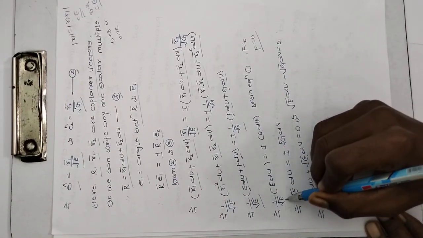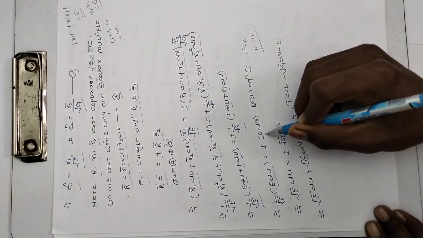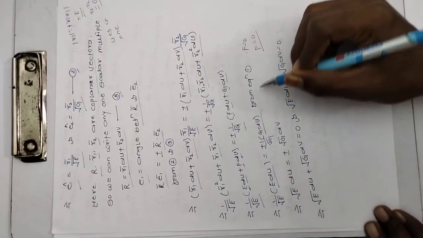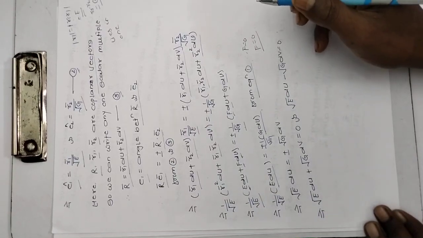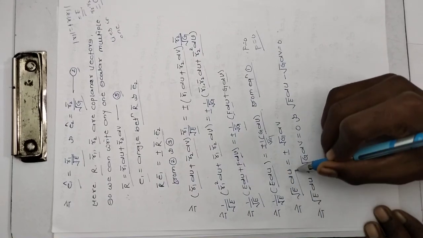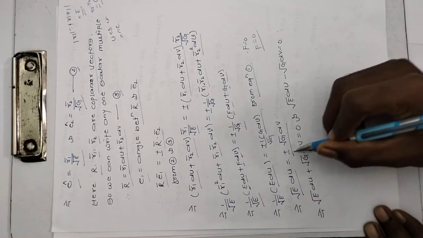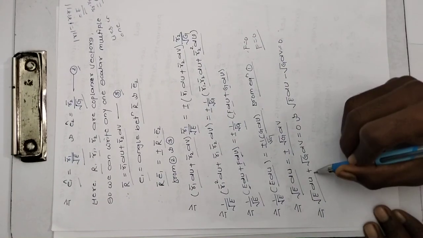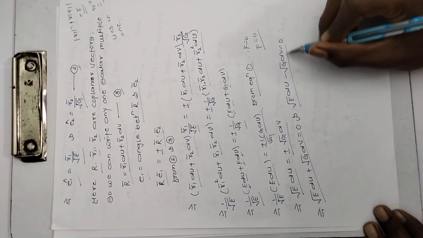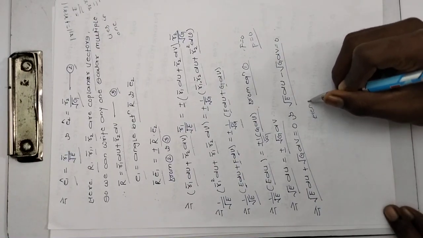So 1 by under root E du is equal to plus minus under root of G dv, from equation 1. E upon under root E means under root E du is equal to plus minus under root G dv. So these are the two roots: under root E du plus under root G dv is equal to 0, and under root E du minus under root G dv is equal to 0. So hence the result.